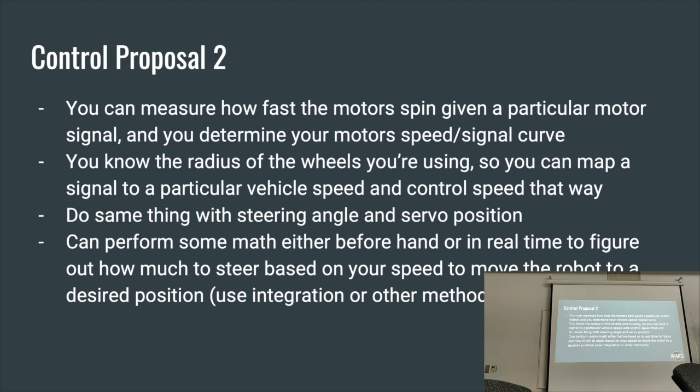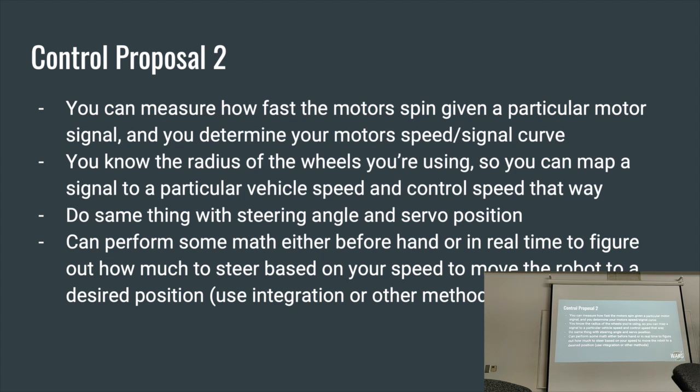Say you know how fast the motors spin, given a particular signal. So you kind of know the relationship between your motor speed and signal curve, right? So you know if I give it 4 volts, it's going to go 300 RPM or something like that. I know the radius of the wheels that I'm using, so now I can relate the motor speed, or the RPM, to a linear distance. And from that, I can actually convert the signal that I have to a speed, right? So if I'm going 4 volts, I know that my system will be going like 10 meters a second.